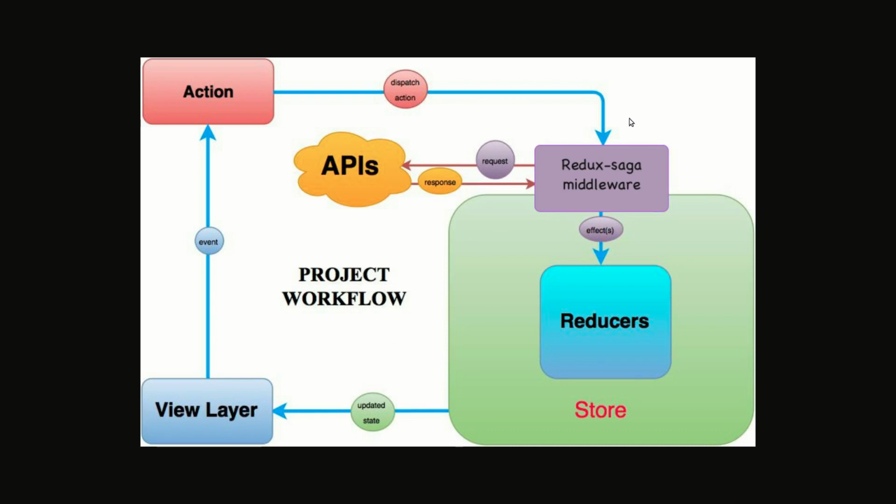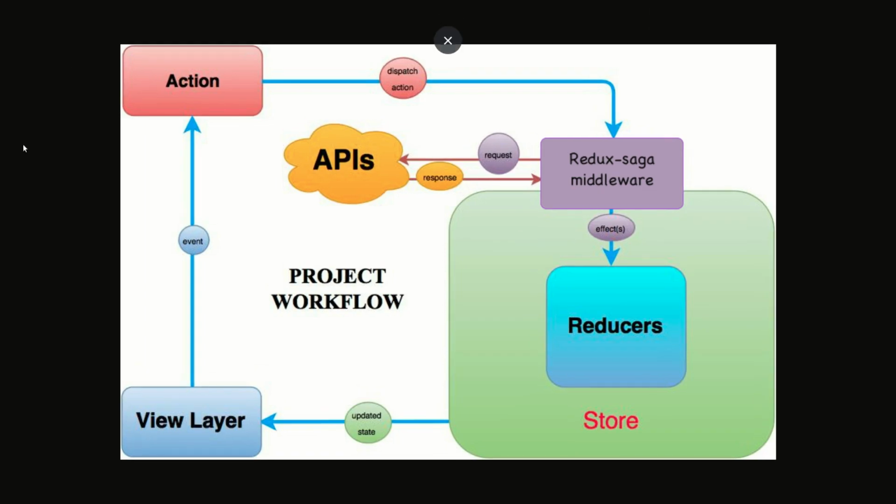If I tell you to remove this Redux Saga middleware part, what you will have is the flow of the Redux application. So what basically happens here in your view layer? What is this view layer? This view layer is the interface by which the user interacts with your application. For example, in our case, it's our web page.